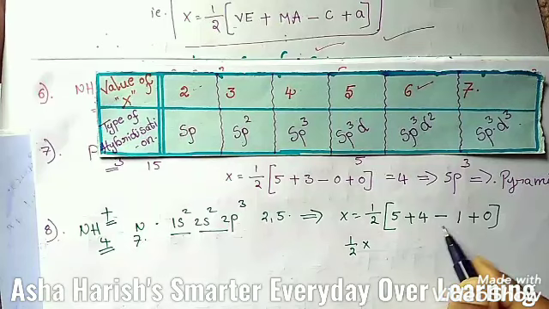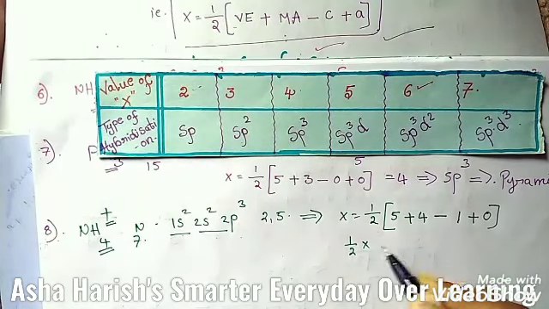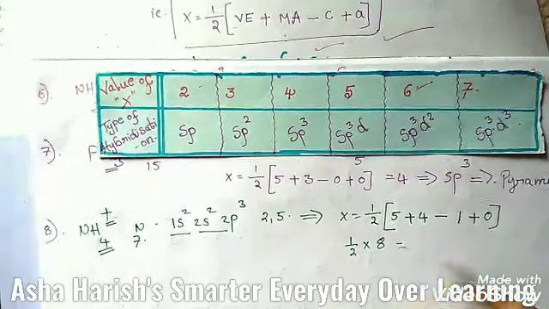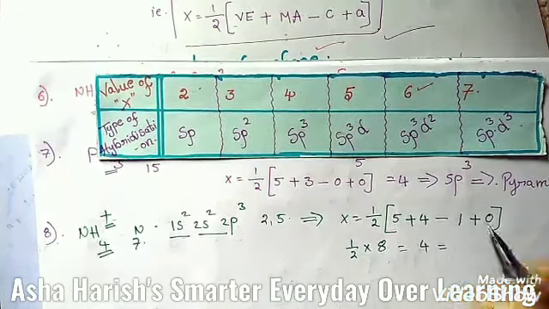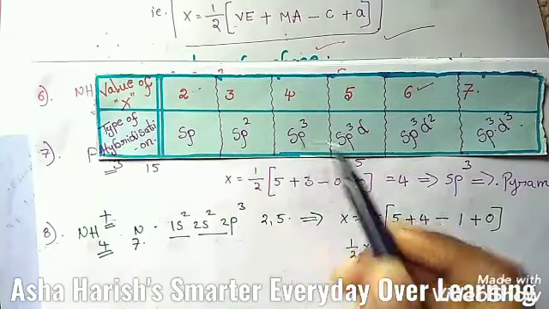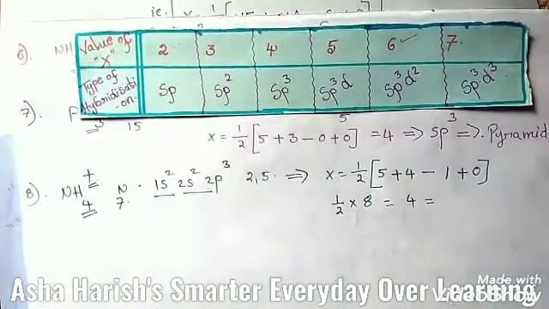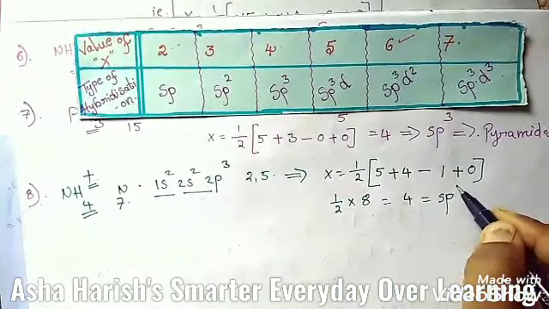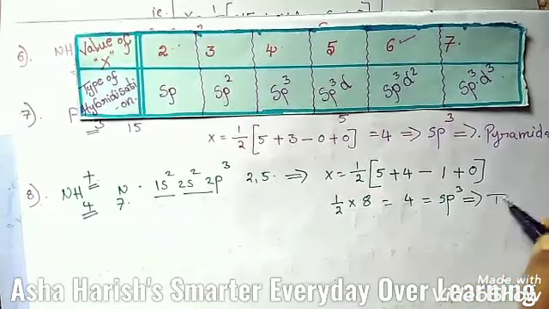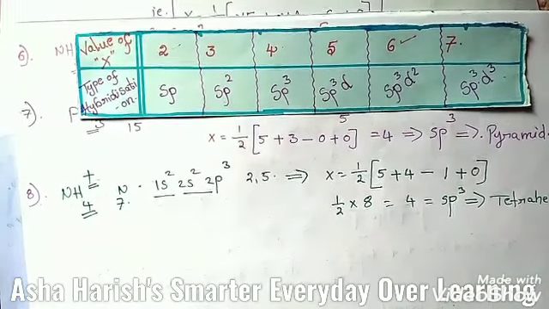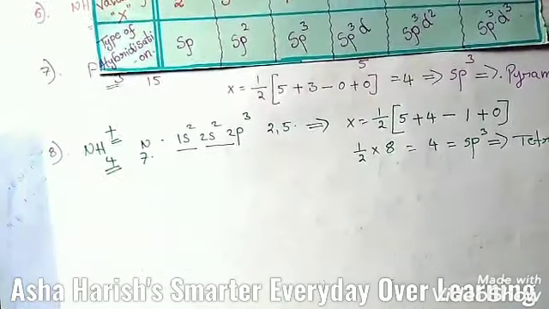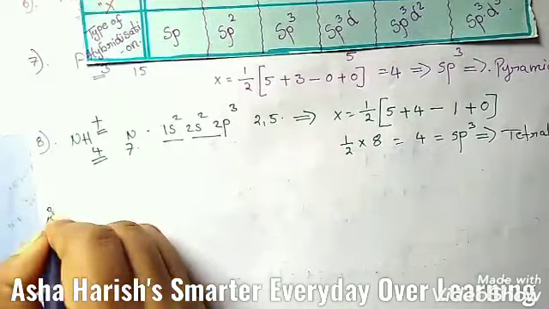Half into 5 plus 4, 9 minus 1, that is 8, half into 8 is 4. If the value is 4, the hybridization is sp3, and then the shape is tetrahedral. Okay students, let's see the next one with another ion.